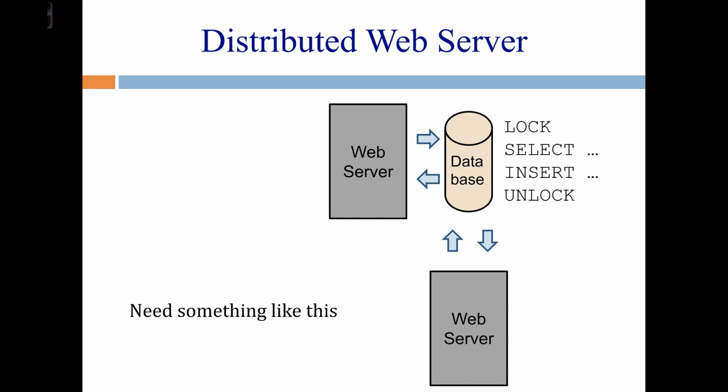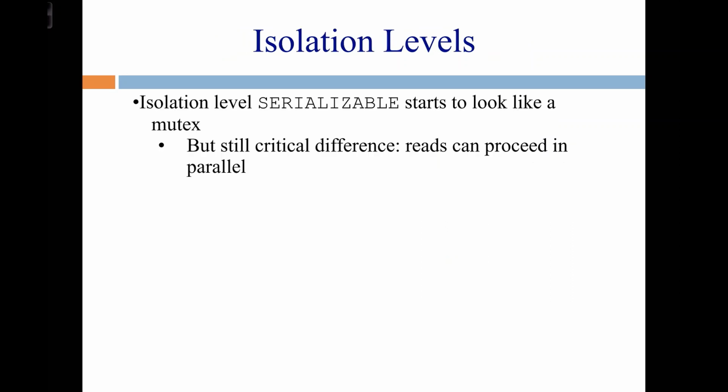So finally, let's see if we can solve this problem where we need synchronization on the database that looks kind of like a lock. The serializable isolation level starts to kind of look like a mutex. It's not actually, but it is going to let us solve this problem. The critical difference between this and a mutex still is that even serializable transactions can proceed in parallel, as long as they're not interfering with each other. So if they're both just doing selects, then they will run in parallel.